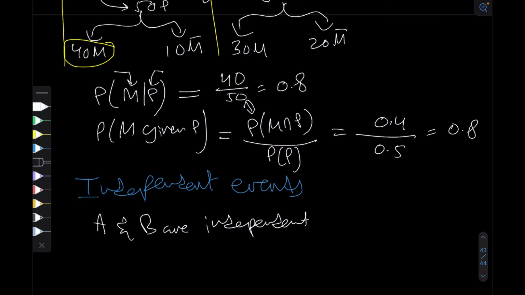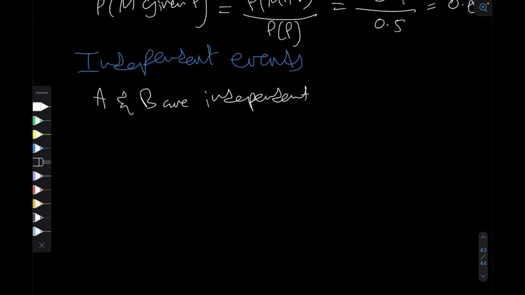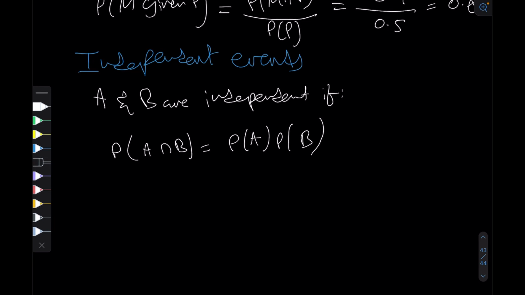Now it doesn't matter what the outcome of the die is. The probabilities of me getting ahead will still be the same, right? So let's look at some formal definition of independent events. A and B are independent if the probability of A intersection B is equal to the probability of A multiplied with the probability of B, right?